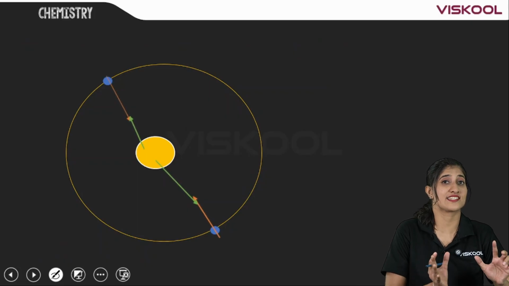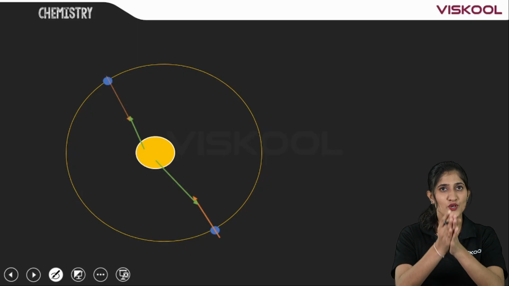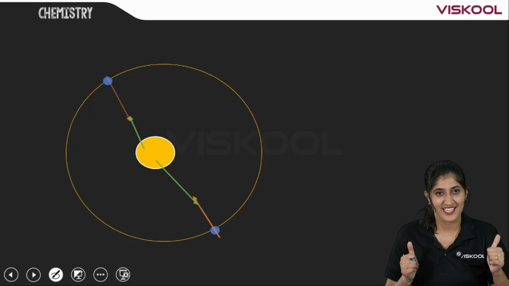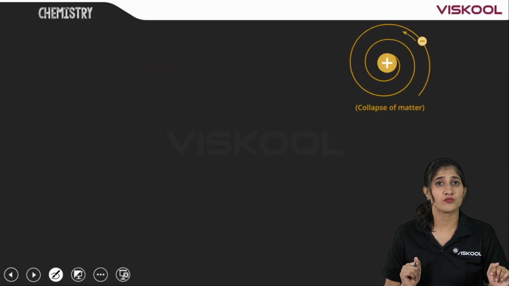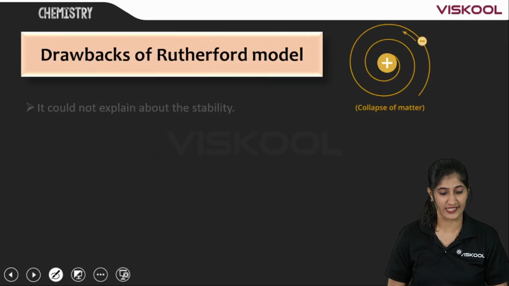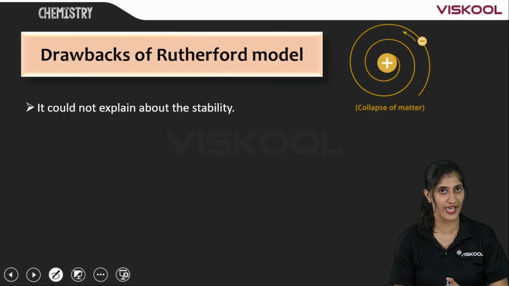These are the features of the nuclear model. So you got the observation, you got the conclusion, and you got the features, right? Now there were some drawbacks for this model. First one, it could not explain the stability of the atom.